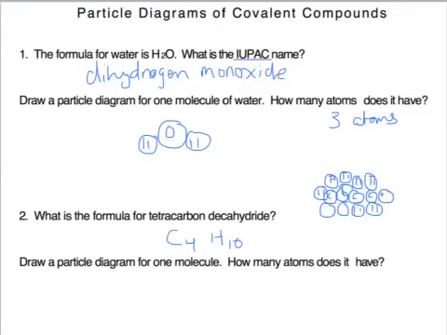And I'm sorry, the stylus is kind of hard to write with. Obviously, you would write it much neater. How many atoms does it have? That would be 14 atoms total for 1 molecule of tetracarbon decahydride.